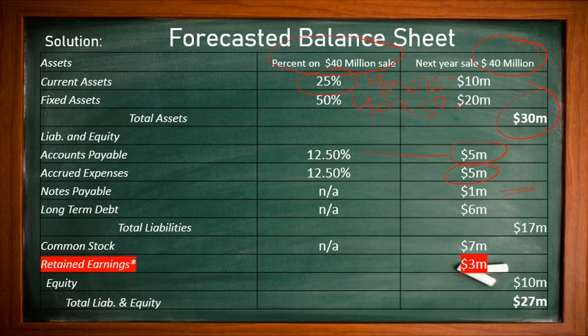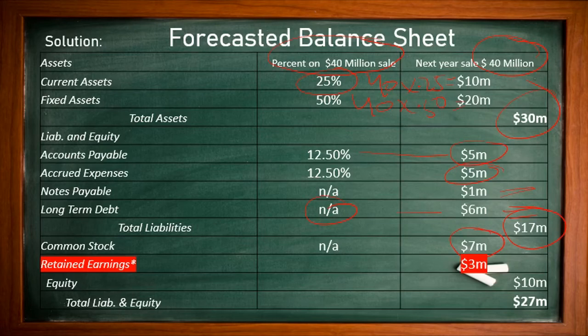Same for long-term liability or long-term debt. Because it is not applicable, we put 6 million, the same as in the projected balance sheet before. Now total liability comes to 17 million. We are going for capital evaluation. Common stock is marked not applicable here, so again 7 million as per the previous balance sheet.